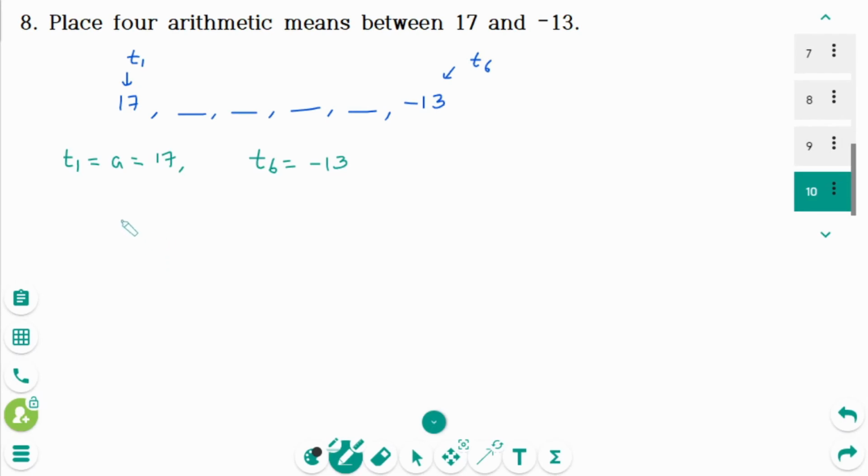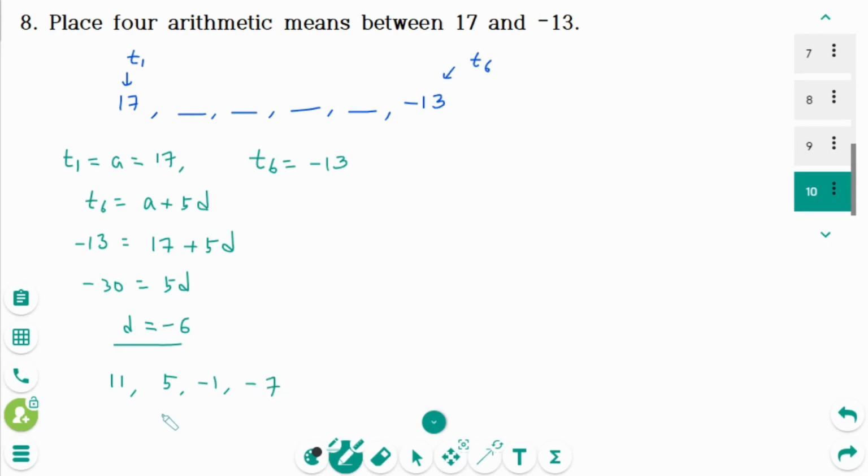Use the general term. Term 6 equals a plus 5d. Then term 6, minus 13, equals a, which is 17, plus 5d. Move 17 to the left. Minus 30 equals 5d. Then d equals minus 6. Then the four numbers are: 17 minus 6 is 11. Then minus 6 is 5. Minus 6 is minus 1. Then minus 6 is minus 7.